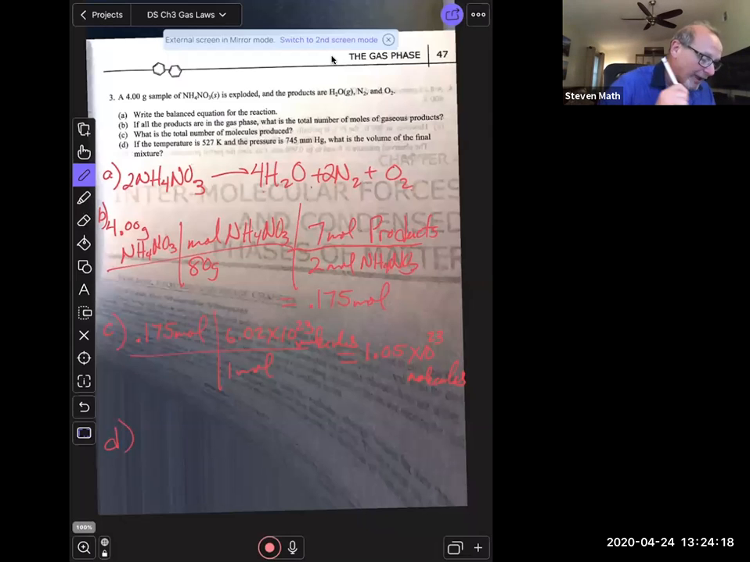Now it says, hey, what if, go back to your gas laws. Remember, there's a gas law chapter. What's the total volume going to be? Well, we know the total number of moles. Now they changed the conditions on us, or they gave us conditions, 527, 745. So I'm going to trust you guys are going to convert that 745 to 0.98 atmospheres. And you would show that, but my P would be 0.98 atmospheres. V, they gave us as V is what we're looking for.